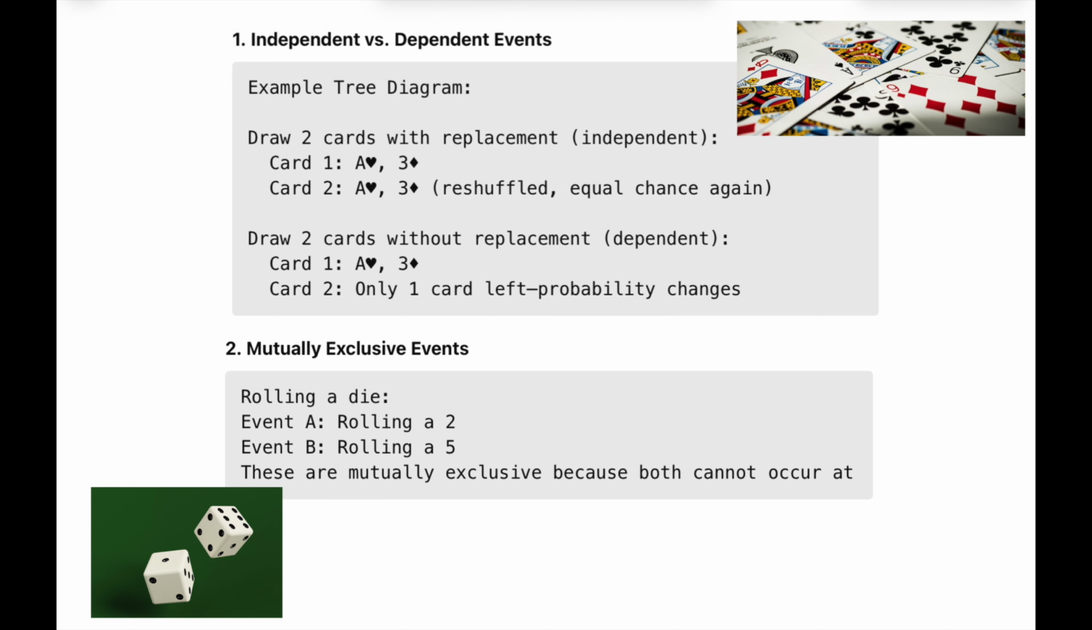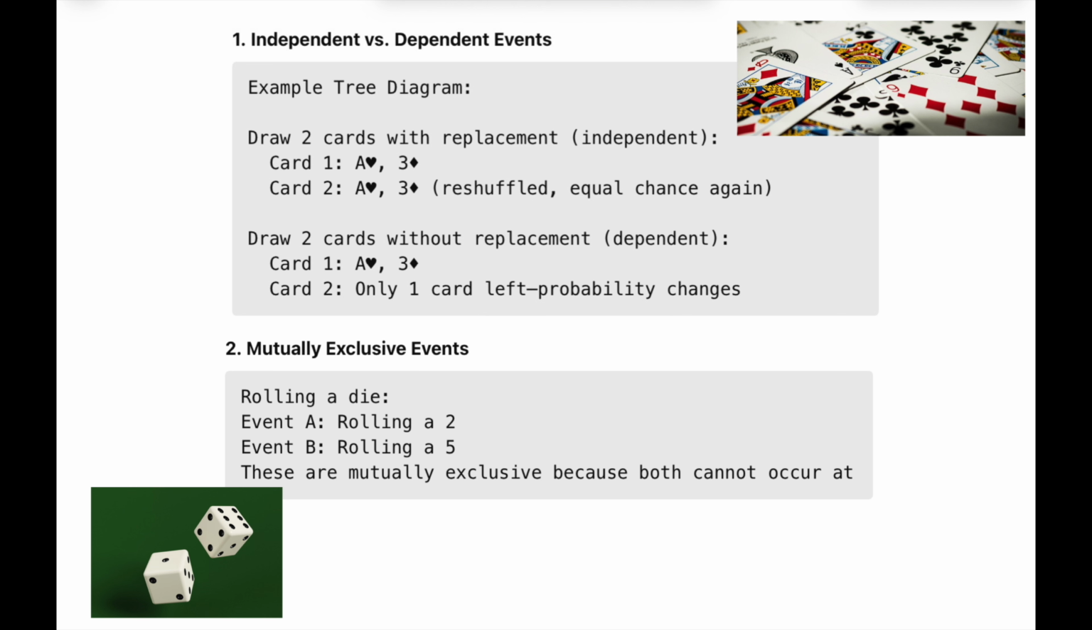For independent events, for example, if we draw two cards with replacement, they would be independent events because when you reshuffle and we put the cards back in, the chances of picking any card is still the same. However, if you don't replace the card, that would be a dependent event because whatever card you pull first, that would affect the results of the rest of it.